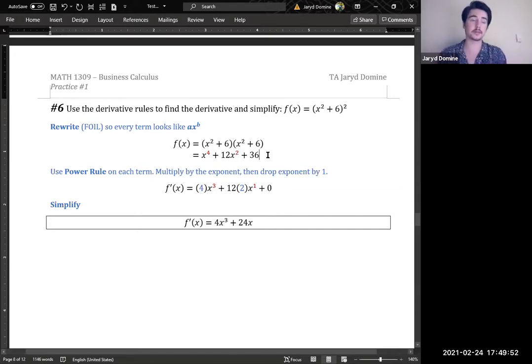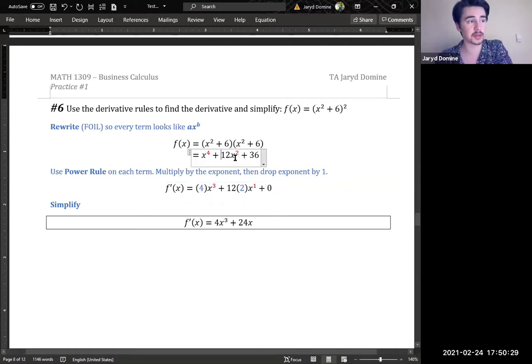And as a result, we don't have parentheses anymore. We have everything in the right form. So we have x to a power, we have 12x to a power, and then we have a constant. Okay, so it's in the right form now. All we do is take the power rule. So looking at the first term, we have x to the 4th. So we take the 4, multiply by 4, and then drop the power by 1. So x to the 4th becomes 4x to the 3rd.